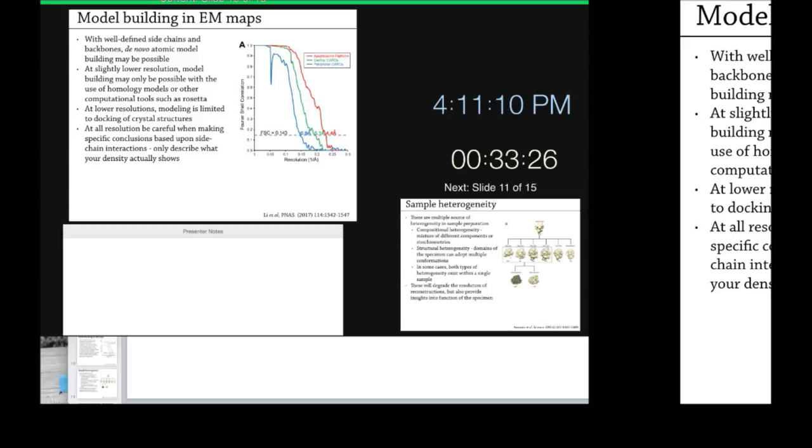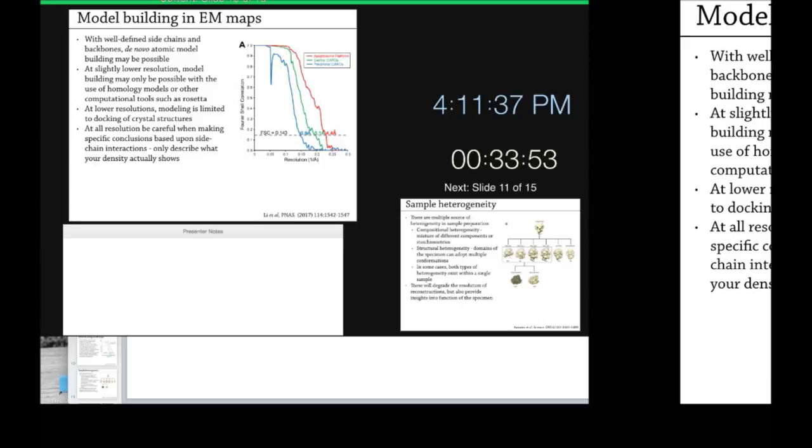And when you get even a little bit lower, then you're probably just limited to docking of crystal structures, or if you have good homology models, those can be useful. But again, how good is your homology model? How good is the data that went into it? You don't necessarily want to use someone else's homology model in your reconstruction, because then you have to depend on them doing it right, and your interpretation relies on that, and you don't know exactly how they did it. So it might be worth learning a little bit about some of those programs and doing it yourself.